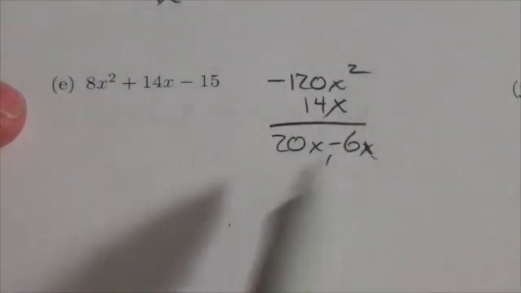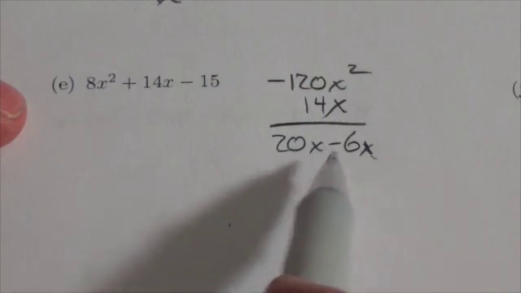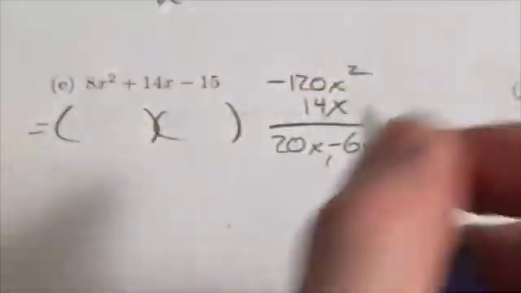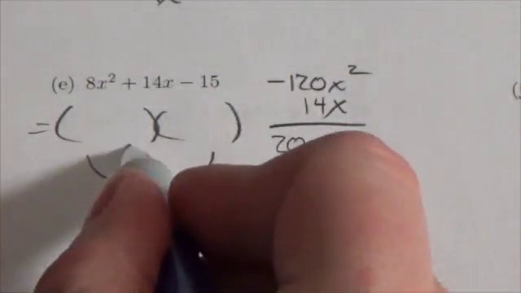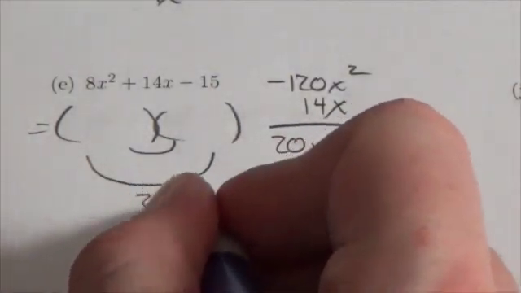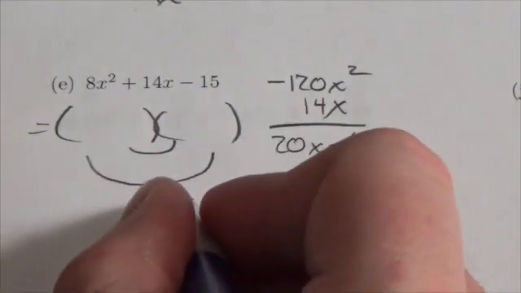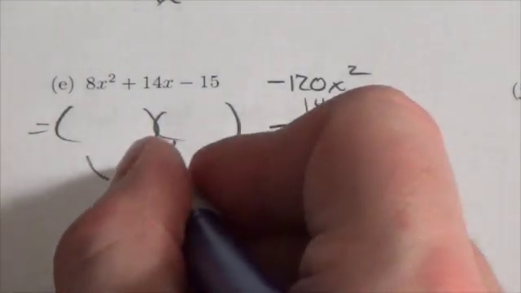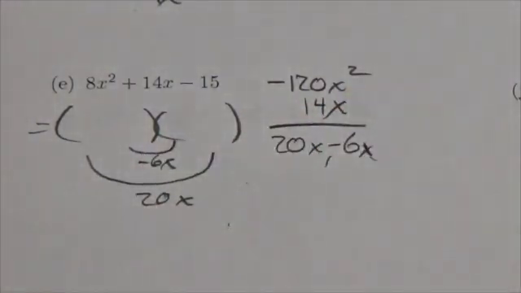And now remember, these two numbers, or these two expressions here, are not necessarily part of the binomial here. These are the outer and inner products. So let's just say that the outside product here is 20x, the inside product is negative 6x.